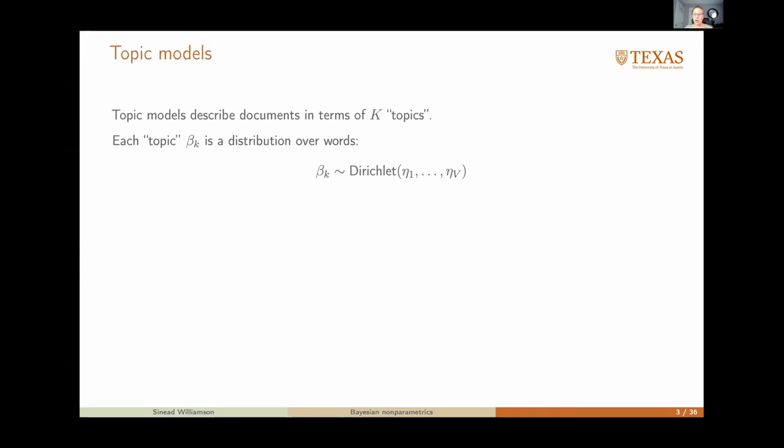Now, in this context, a topic is just a distribution over words. So we might have a topic that puts high probability on the words football and basketball, and then that would semantically be a topic about sport. And as a distribution over words, we're going to put a Dirichlet distribution on it. Right? That's our standard distribution for when we want a vector of probabilities.